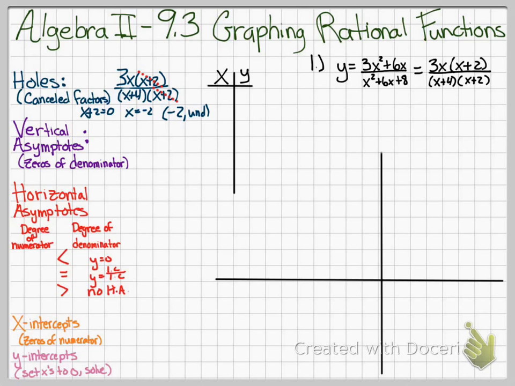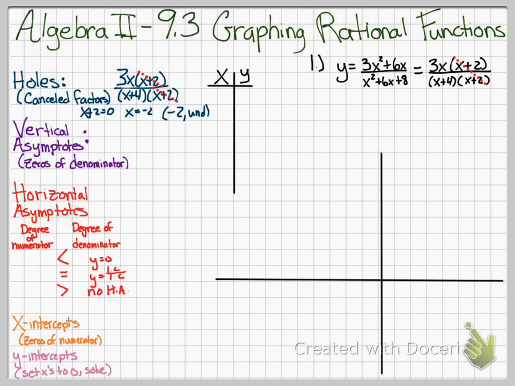So it's something to keep in mind. But lucky for us, now that we've canceled out those factors, the x plus 2's, our new function that we have to deal with is really just the 3x over the x plus 4. It's kind of nice. It makes our lives just a little bit easier.